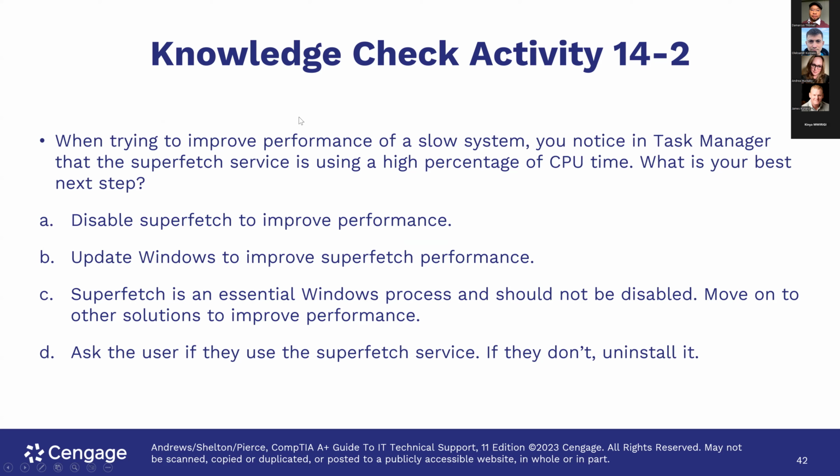Here's the final knowledge check before the end of the slides, and then we could go over the others real quick before we call it good. When trying to improve performance of a slow system, you notice in the task manager that the Superfetch service is using a high percentage of CPU time. What is your best next step?